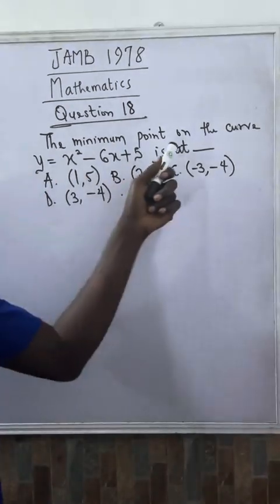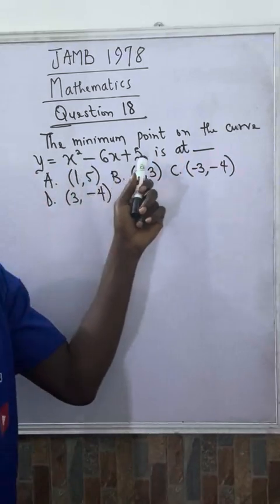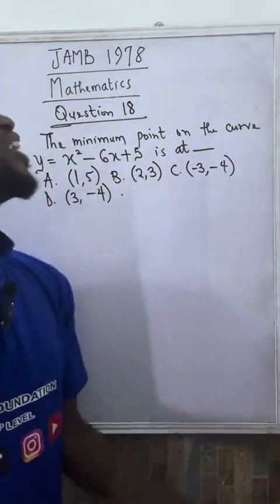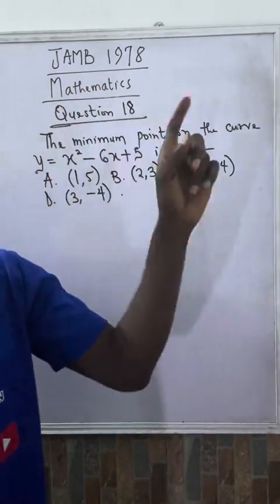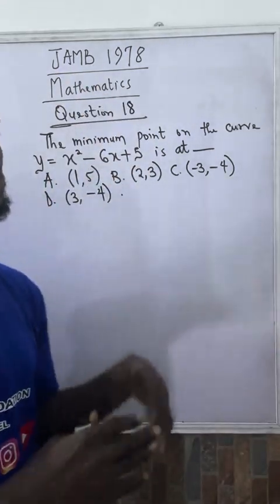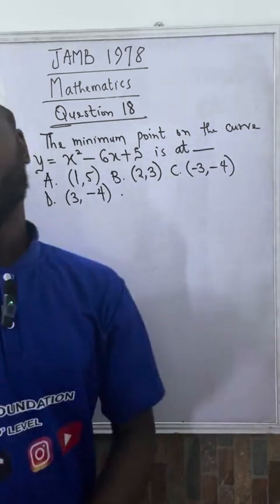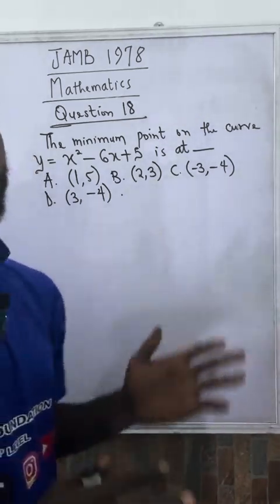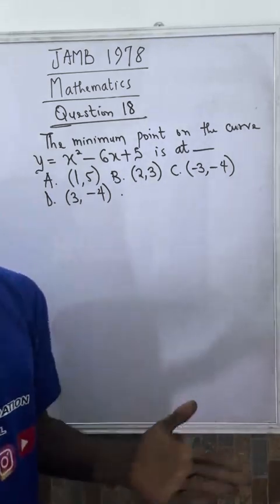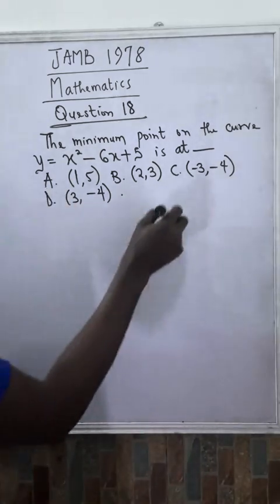The minimum point on the curve y equals x squared minus 6x plus 5 is at dash. So this is a question, JAMB 1978 Mathematics question 18. We can do this question in a number of ways. If I like, I can apply the calculus approach, and if I like, I can apply the quadratic equation approach. But let me make you understand what the question is actually saying.